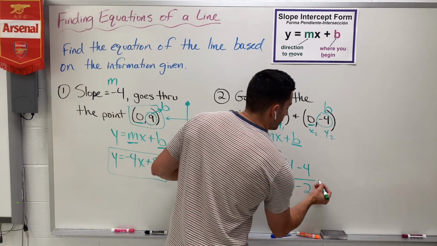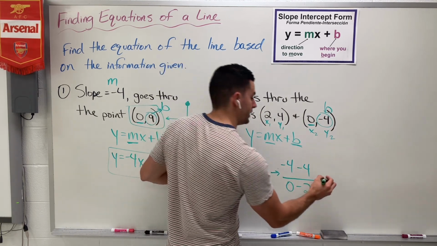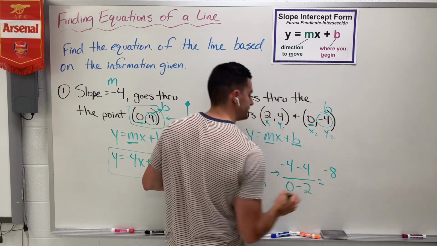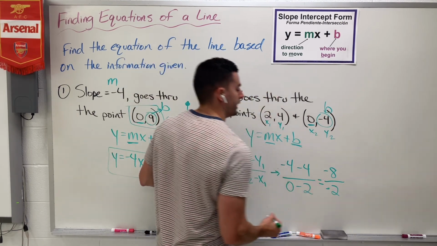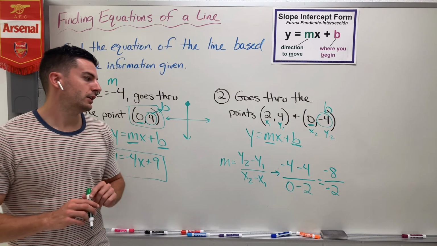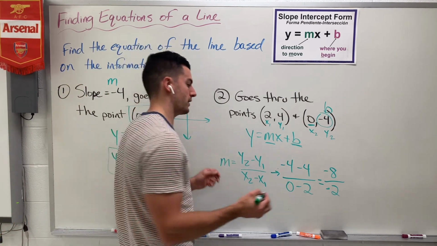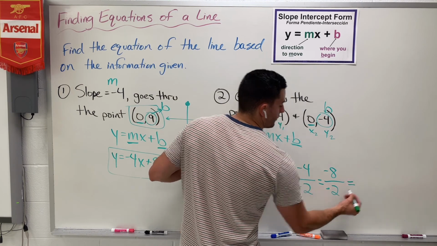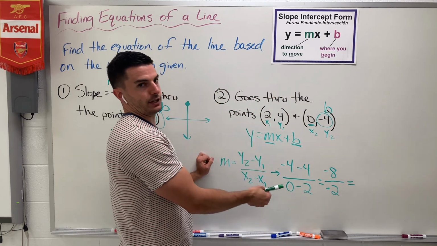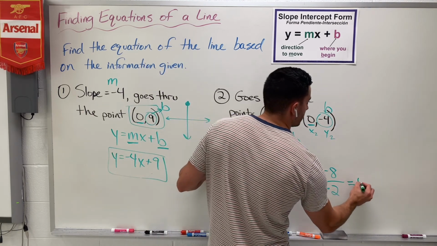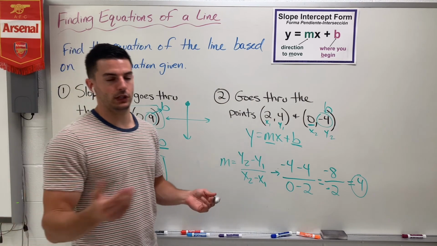And so if I simplify that, negative 4 minus 4 is not 0. Negative 4 minus 4 is negative 8. And then 0 minus 2 on the bottom is negative 2. So negative 8 over negative 2. And yes, I can simplify that because a negative over a negative is a positive. And 8 divided by 2 is 4. So this simplifies to a positive 4, or 4 over 1, either way.